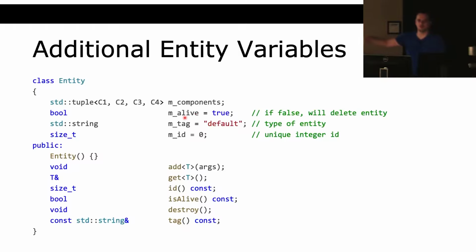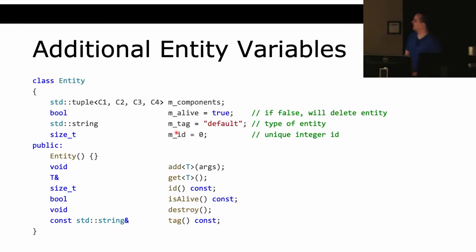So for example, the way that we'll end up killing entities is we're just going to set this variable to false, and then our entity manager will do a loop over all of our entities and remove all of the ones where this is set to false. But we'll talk about a lot more of that in the next lecture.